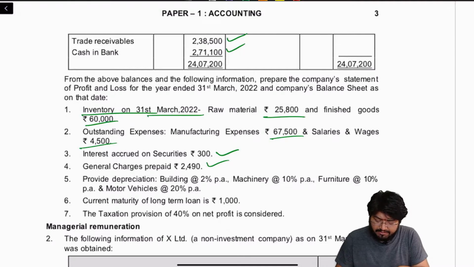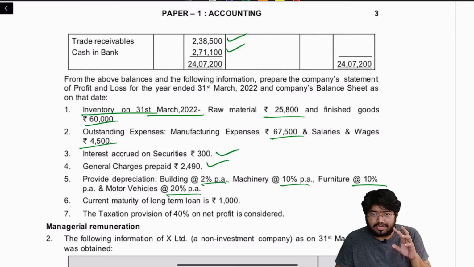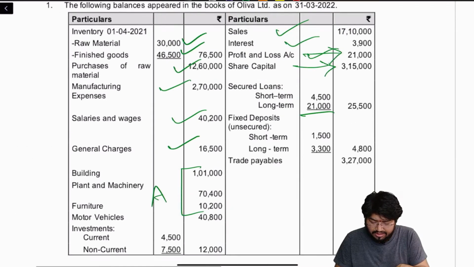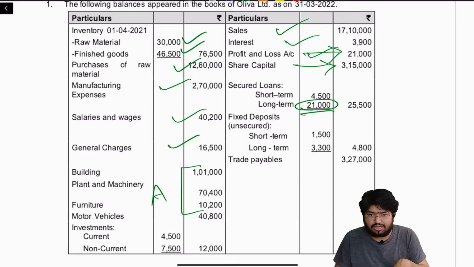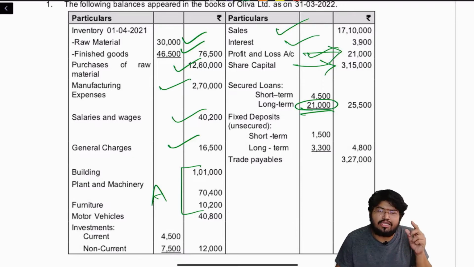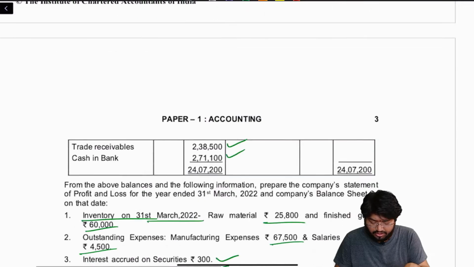And then provision for depreciation: building 2%, machinery 10%, furniture 10%, motor vehicles 20%. So these respective depreciation amounts you should calculate and take as part of your P&L. And then current maturities of long-term loans is 1,000, is what he says. Now why did he tell you this? Out of this long-term loans of 21,000, you are going to show 20,000 as long-term, and this 1,000 which will be settled in the next 1 year's time will be shown as short-term. That's why he has given you that differentiation.